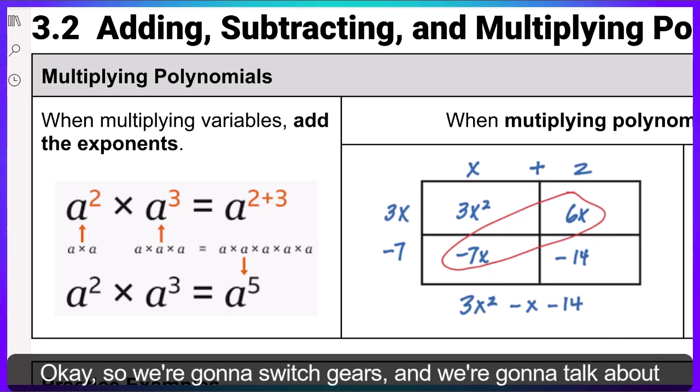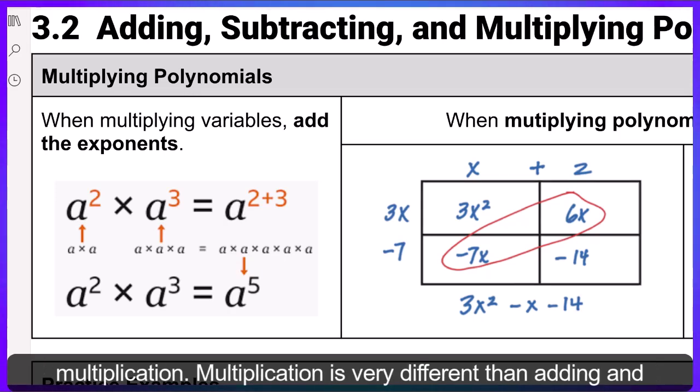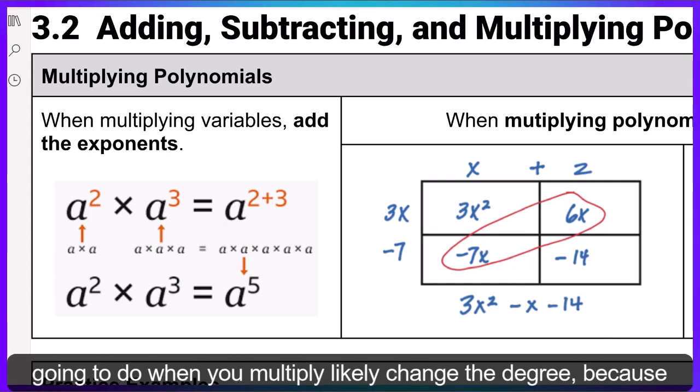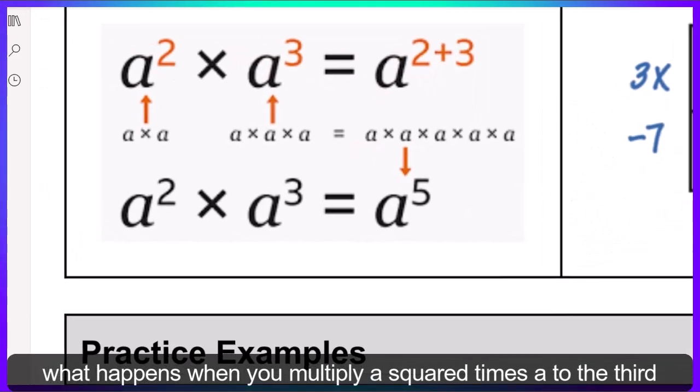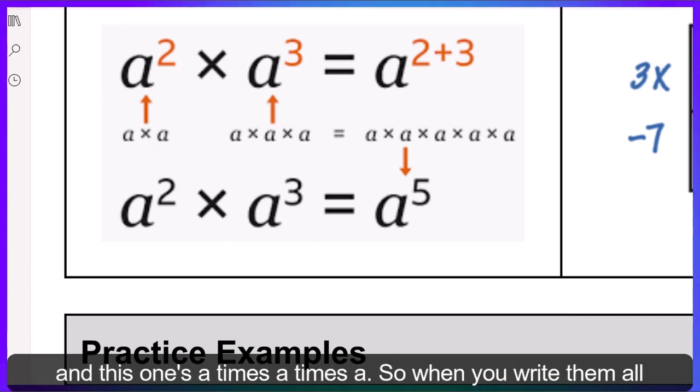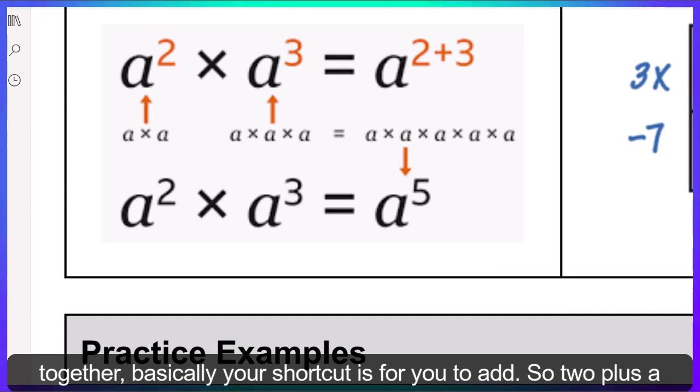Okay, so we're going to switch gears and we're going to talk about multiplication. Multiplication is very different than adding and subtracting. You don't have to worry about like terms. What you're going to do when you multiply is likely change the degree, because what happens when you multiply a squared times a to the third power, what your notes show is that this is technically a times a, and this one's a times a times a. So when you write them all together, basically your shortcut is for you to add.